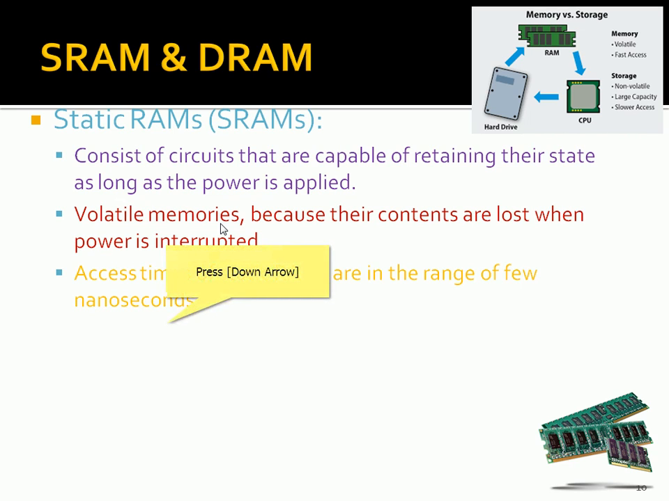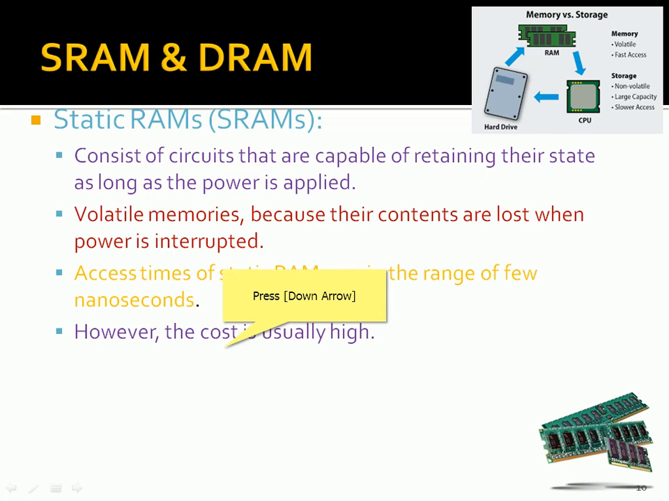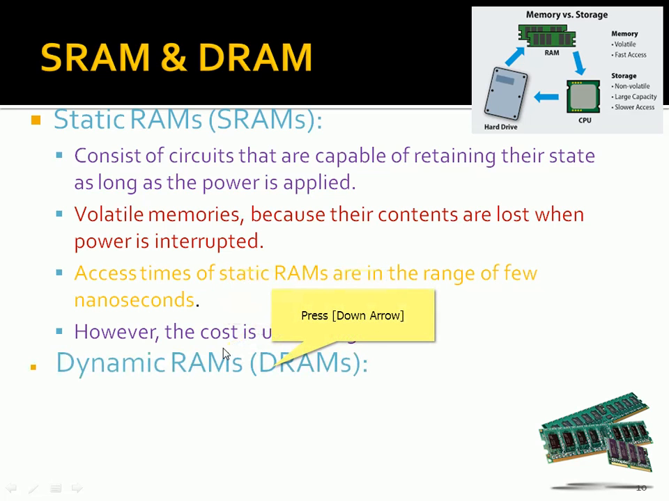Access time of static random access memory is in the range of a few nanoseconds, right? So a few nanoseconds is essential to access this static memory. However, the cost is usually high in this case. The density of the memory cells is lower, so the cost increases. Inherently, the concept is like that. Compared to this static random access memory, we have the other alternative called dynamic random access memory.